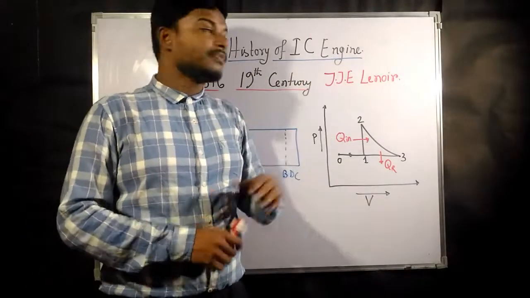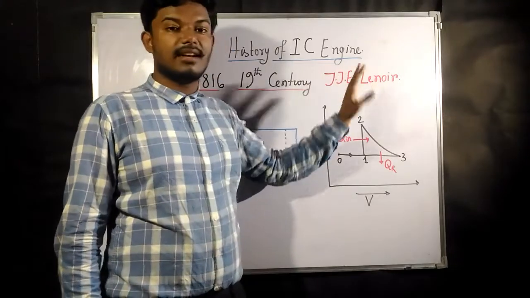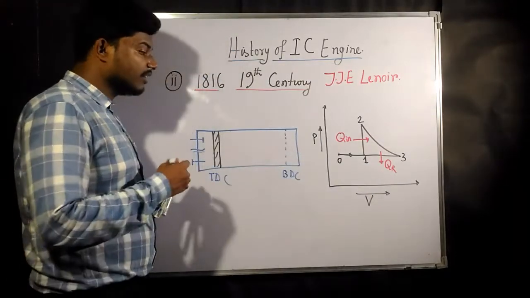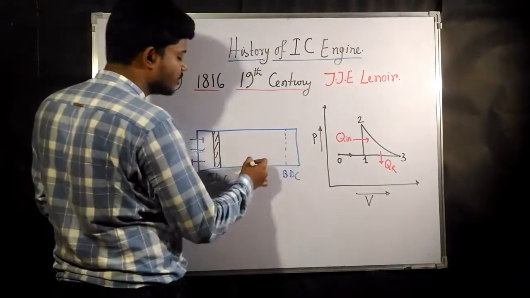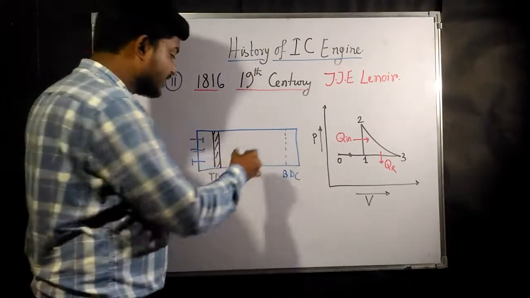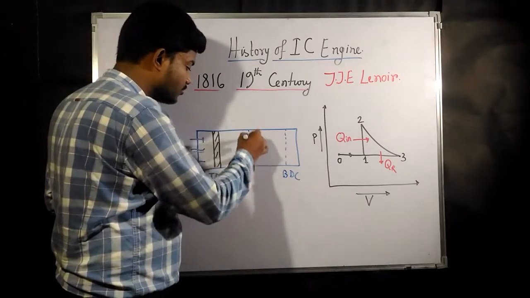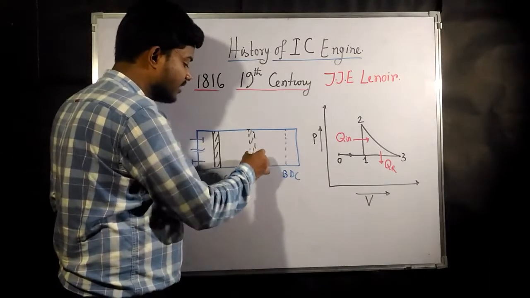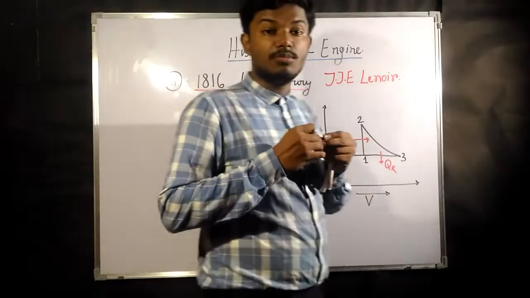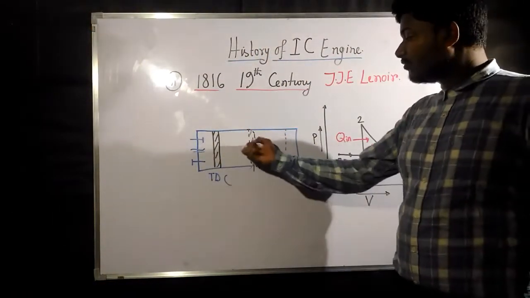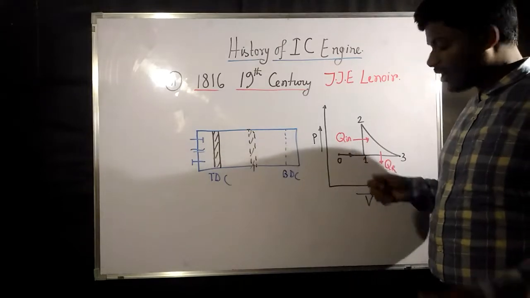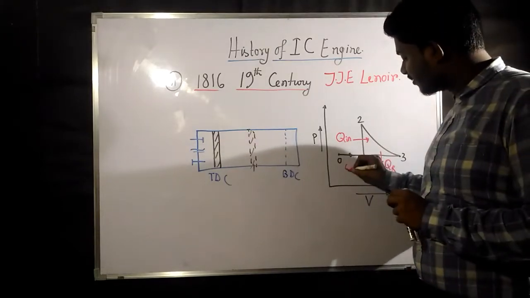J.J. Lenoir. In his machine, from 0 to 1, that means half of the stroke, used to be the suction. That means up to when the piston comes to half of the cylinder, a vacuum used to be there inside the cylinder. So for this vacuum, 0 to 1 is nothing but suction.